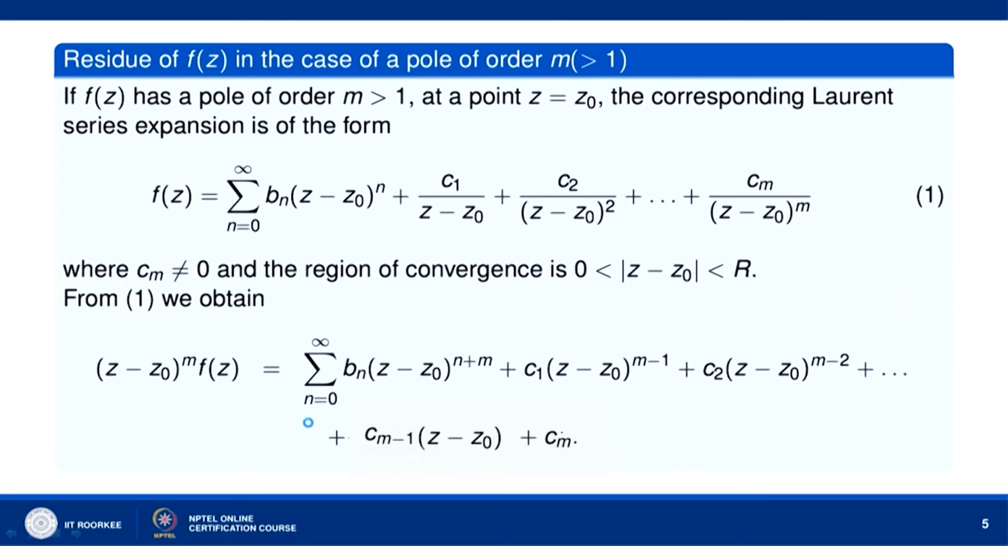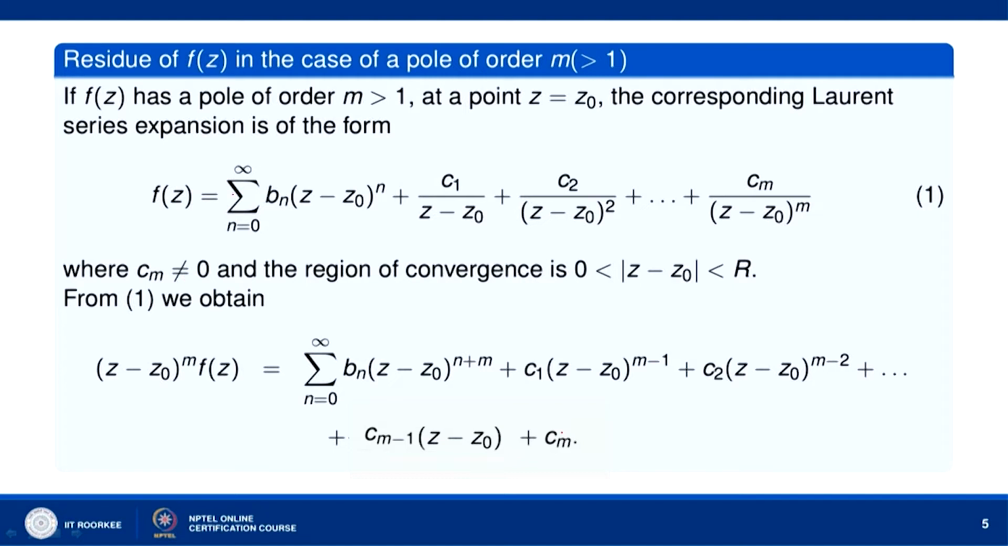Now, let us consider the residue of f z in the case of a pole of order m greater than 1. If f z has a pole of order m, say greater than or equal to 2, let us say m is greater than or equal to 2 at a point z equal to z naught, then the corresponding Laurent series expansion is of the form f z equal to sigma n equal to 0 to infinity b n z minus z naught to the power n, c 1 over z minus z naught, c 2 over z minus z naught square and so on, c m over z minus z naught to the power m, where c m is non-zero and the region of convergence is 0 less than mod of z minus z naught less than r, because the poles are isolated singularities.